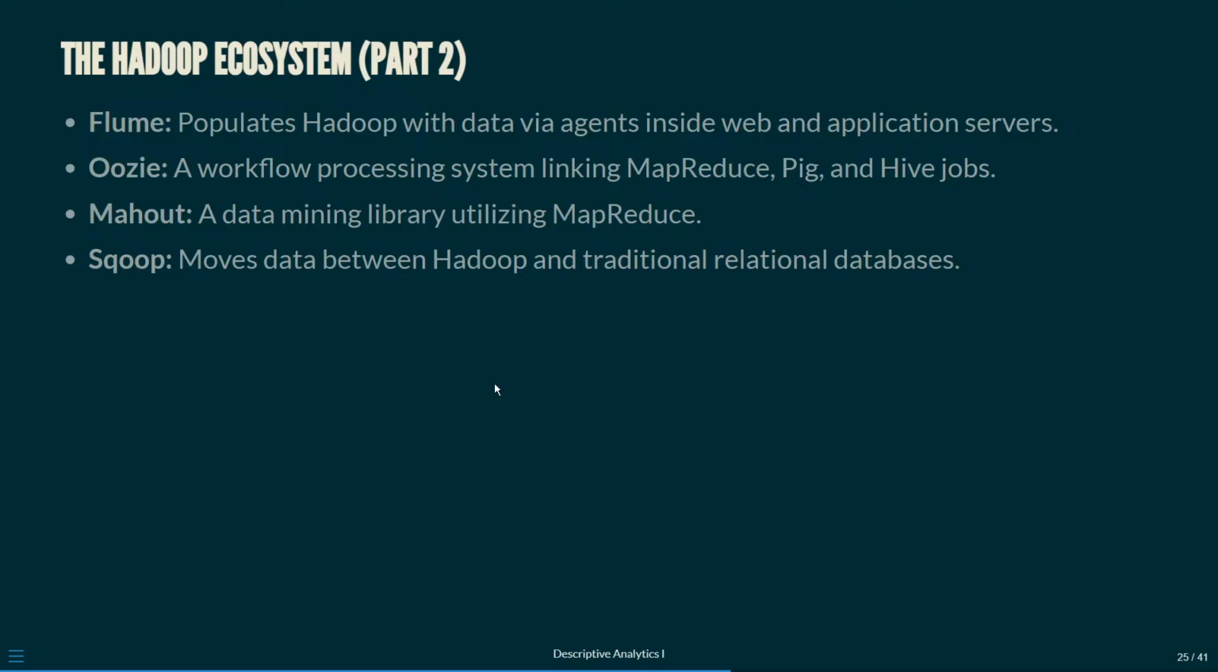Flume is also used, by the way, for new AI applications that make use of agentic workflows. Oozie is a workflow processing system linking MapReduce, Pig, and Hive jobs. So Oozie is the orchestrator. Mahout is a data mining library utilizing MapReduce. So this is used for web scraping. And Sqoop moves data between Hadoop and traditional relational databases, especially when transitioning from traditional databases into the Hadoop ecosystem.